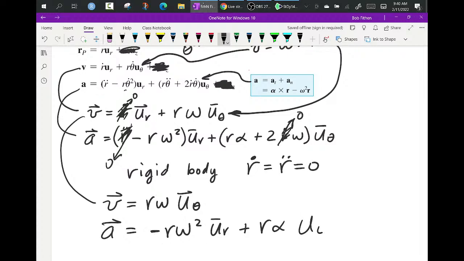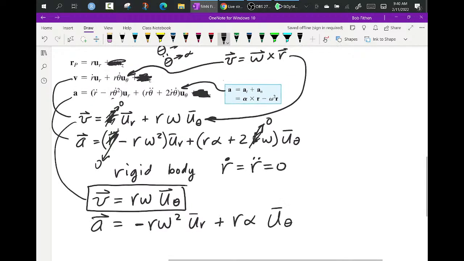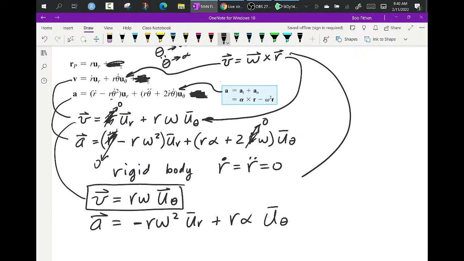And then there wasn't anything to copy right there. So now let's look again. We got this equation compared with this equation.